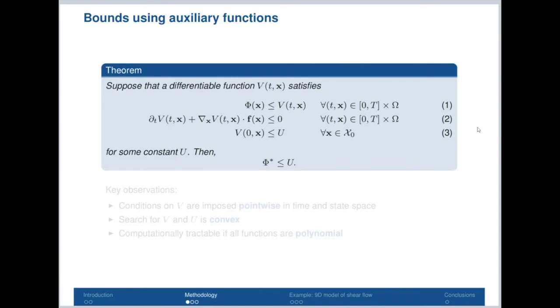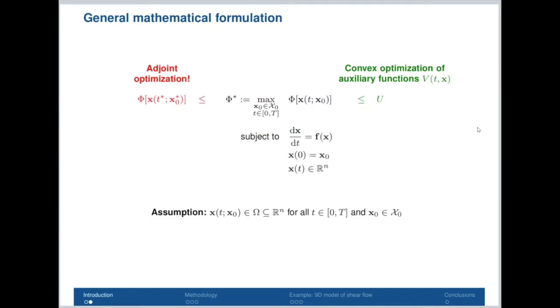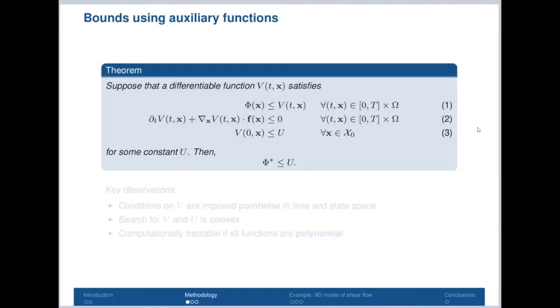Now it looks like I've complicated the system. I started off with a nice problem description, which we're all familiar with and which we can understand. And I've introduced these auxiliary functions that make it look more complicated. But there's a very good reason for doing that. So the first one, which I've already mentioned, is that these conditions on the function v and the constant u are imposed pointwise in time and in state space. So this means that I can try to check them without having to solve the differential equations, so without having to run any expensive simulations.